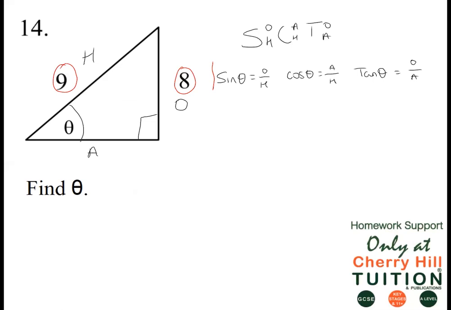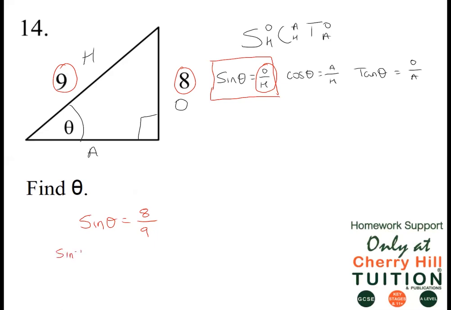Hopefully you will agree that we need to use sine because that involves opposite and hypotenuse. So sine theta is equal to the opposite, which is 8, over the hypotenuse, which is 9. Now what we need to do is inverse sine on both sides because we need to try and get theta on its own.